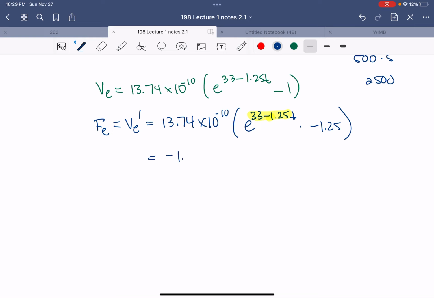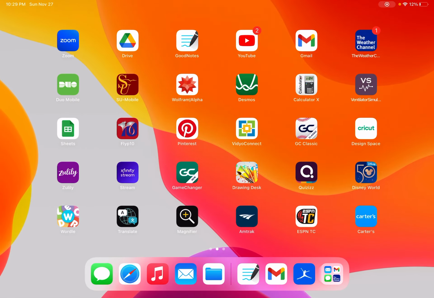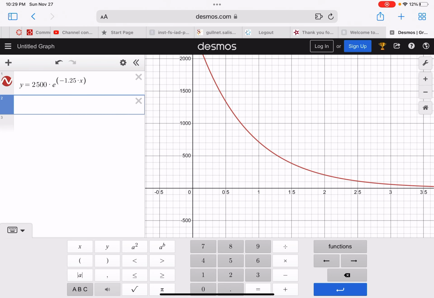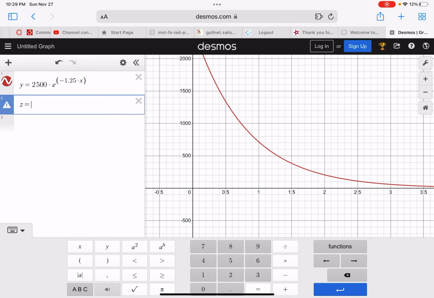So it's going to be negative 1.25 times 13.74 times 10 to the negative 10 times e to the 33 minus 1.25t. And you're going to put that into your Desmos as well. So it's going to look something like this. So y equals, how about not? They want something else. So let's go with z equals.